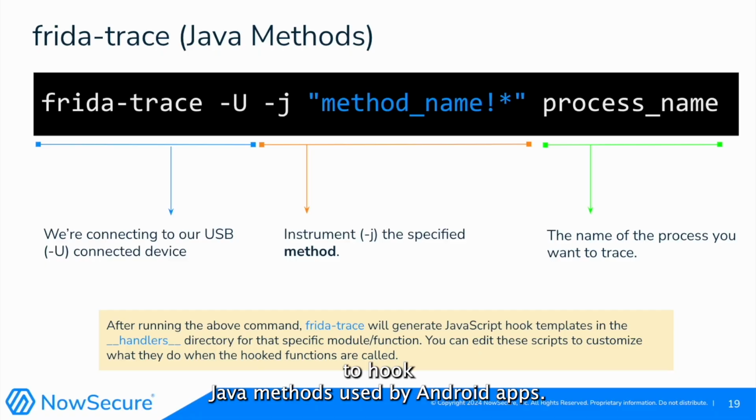We can also use Frida trace to hook Java methods used by Android apps. For this, we use the -J flag, followed by the convention of method name, exclamation point, function name, and finally, the process we wish to trace.